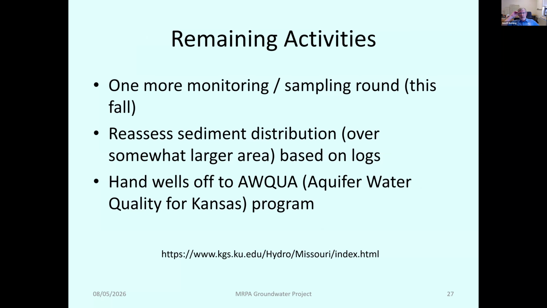Okay, so as I said, the project wraps up at the end of this coming November. We'll have one more monitoring sampling round this coming fall. Another thing that's happening is I'm working on reassessing the sediment distribution over a somewhat larger area encompassing the northern part of Mr. Paw, based on the driller's logs. I'm doing that partly to get a better visualization, because the shape of the region makes visualization a little awkward. And then as this project wraps up, my intention is to hand responsibility for these wells off to the survey's Aquifer Water Quality for Kansas program.